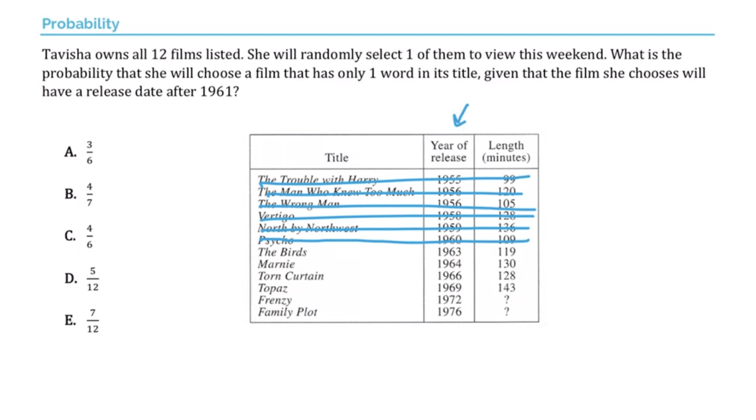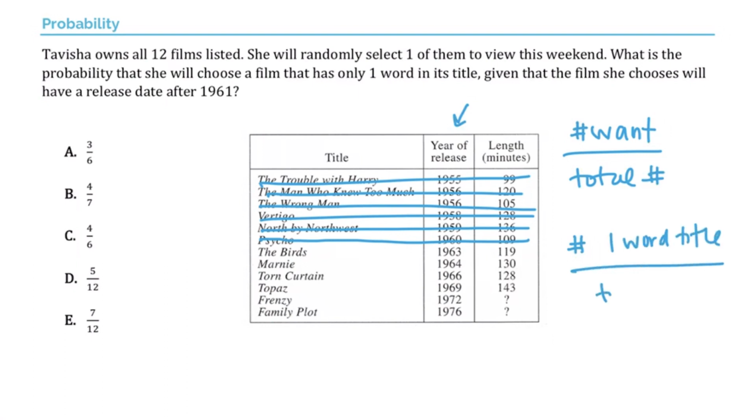So remember, probability of something happening is just what we want, the number that we want, divided by the total possible number. So what do we want? We want to know the number of movies that have one word for their title, divided by the total number of movies that came out after 1961. All right, well, how many have a one-word title? Looks like we have 1, 2, 3, over how many total movies were released after 1961? 6. So our correct answer is A.